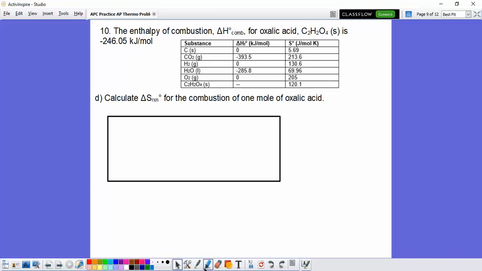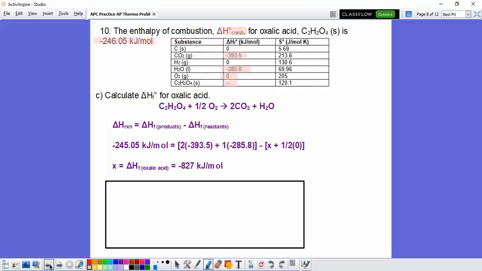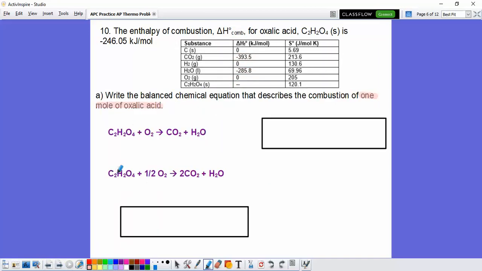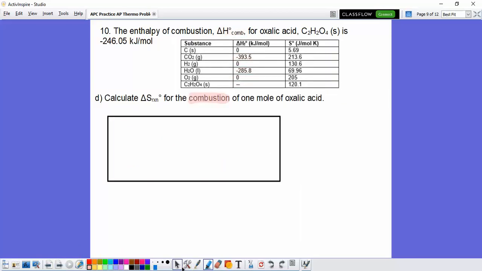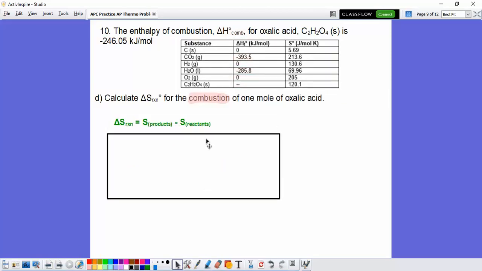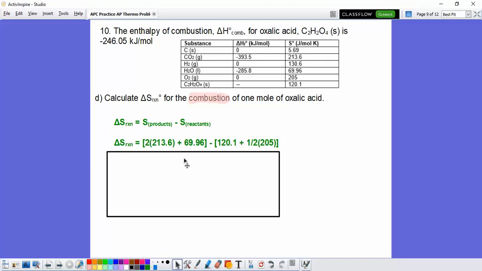Okay, but this specifically says the combustion of 1 mole of oxalic acid. So we will be using this equation here. We could find the delta S for this, but we don't need that. All right, so products minus reactants. We're finding delta S of reaction, so just plug everything in. These numbers I'm getting from the chart up here.